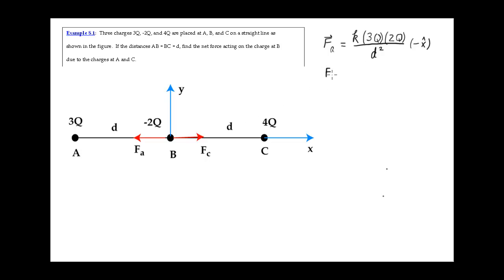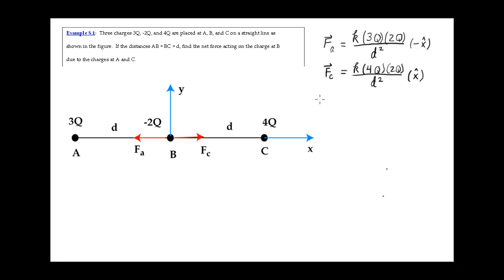And let's do the same thing for F sub C. First I'm going to write down the magnitude. I've got 4Q and 2Q. So the Coulomb constant k times 4Q times 2Q, again over d squared. The distance is the same as it was for F sub A. And then let me look at the direction for F sub C. Well, here clearly, again, the negative charge at the origin experiences an attractive force from the positive charge, so F sub C is in the positive x hat direction. So I'll just write x hat like that.